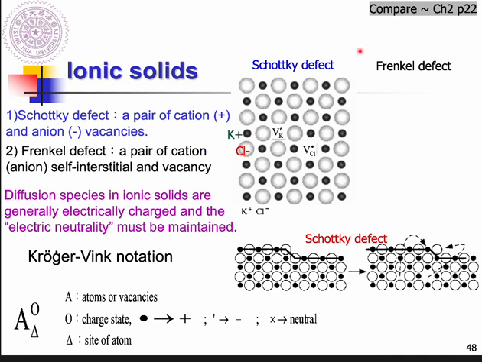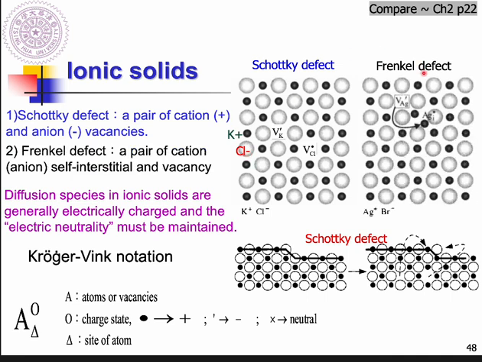And for the Frenkel defect here, we use silver bromide as an example. Silver with positive charge is smaller in size compared to bromide. And what's a Frenkel defect?